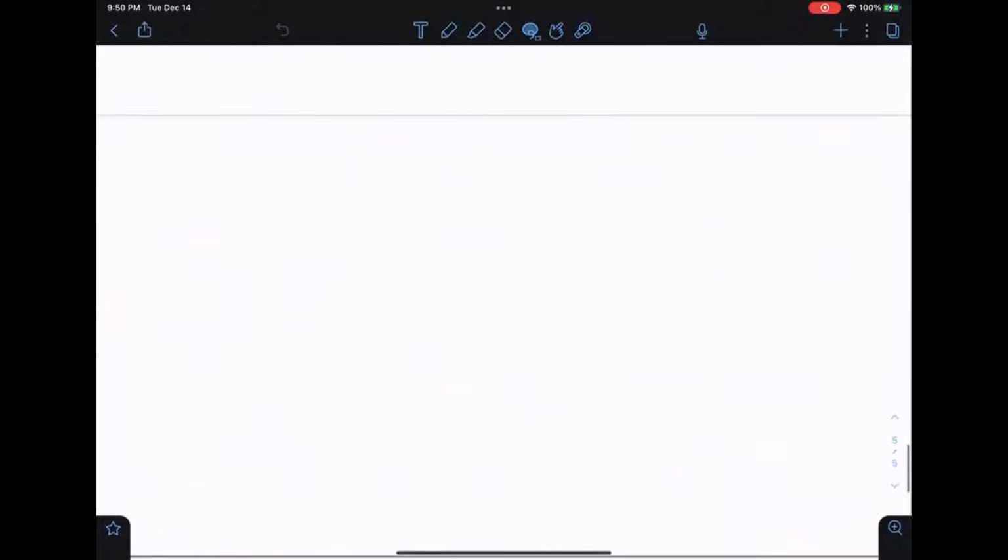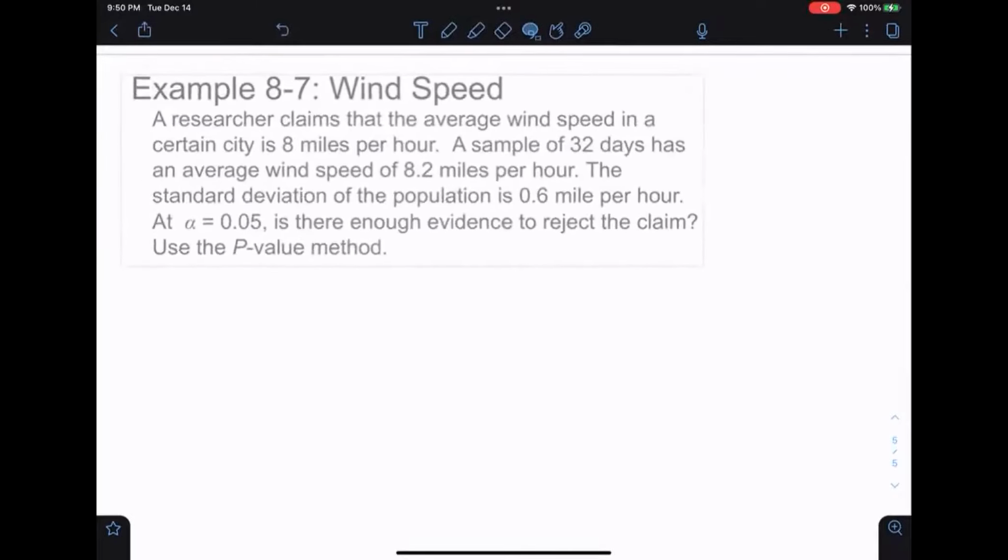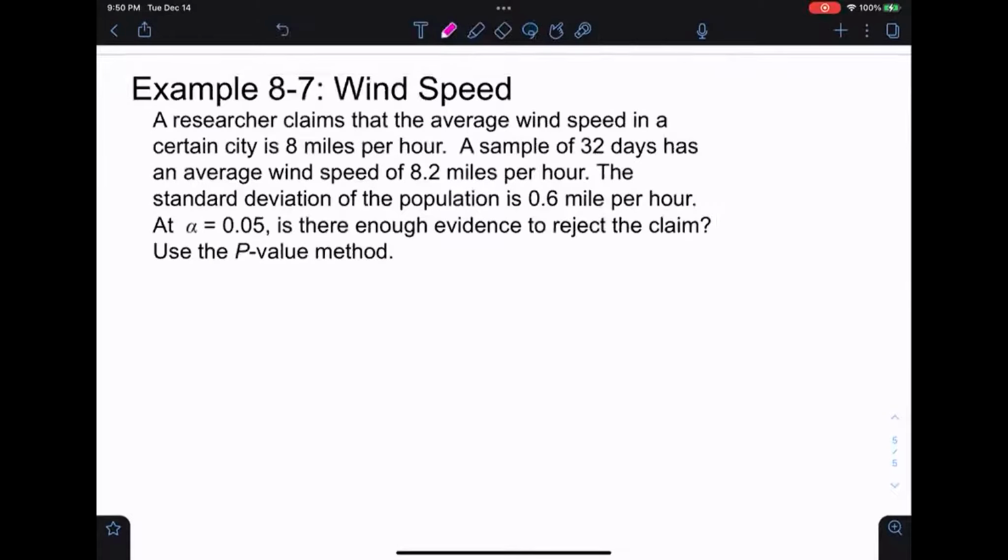So let's do that here. So here they say a researcher claims that the average wind speed in a certain city is... Remember I told you, you need to remember the null is always "is," right? So the mean here is 8 miles.